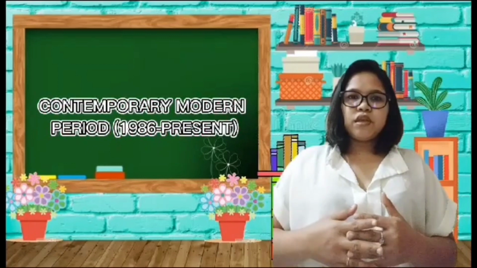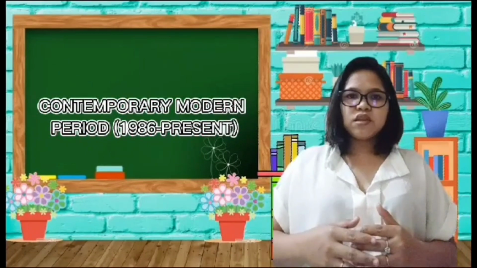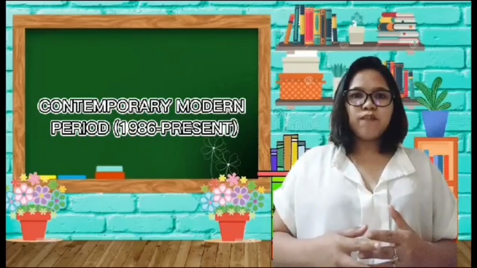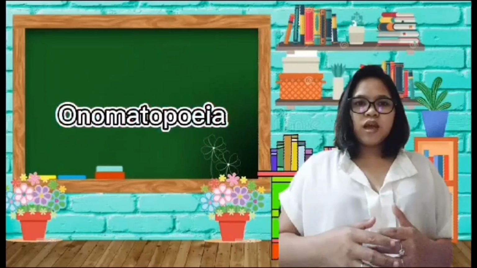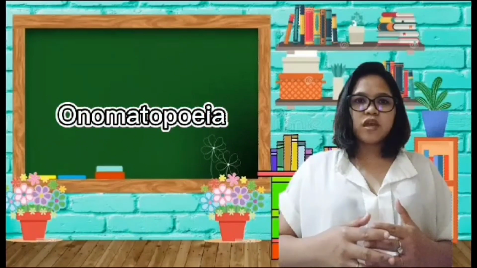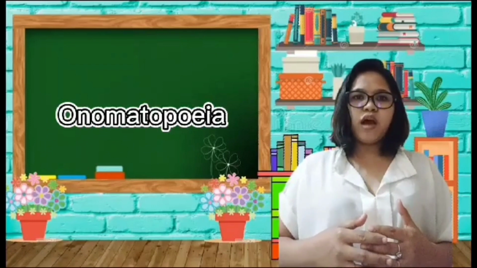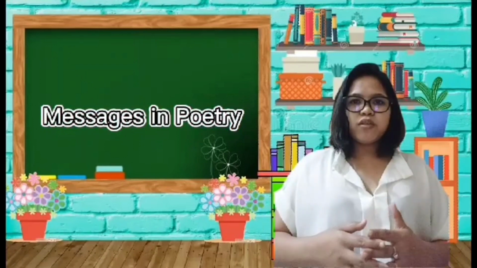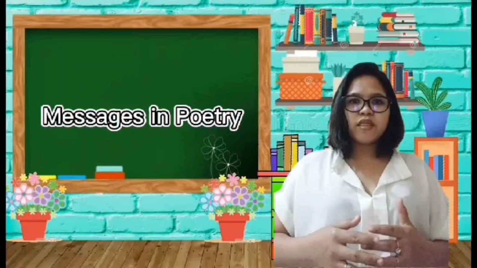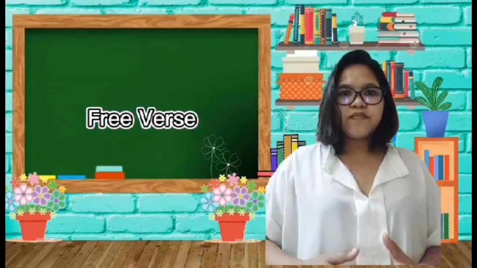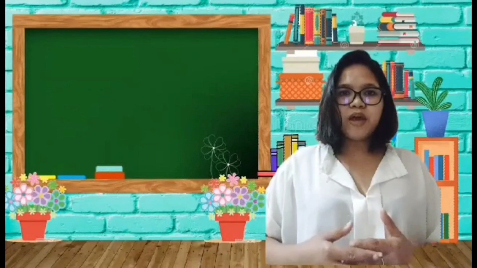Contemporary modern period, 1986 to present. Things that were used and exercised during the contemporary period are: first is onomatopoeia, the use of words that imitate the sounds associated with the object or actions they refer to. Second is messages in poetry. The idea about life that a poet writes about is called the theme or message of the poem. The last is free verse, a poem that has no regular rhyme or rhythm.